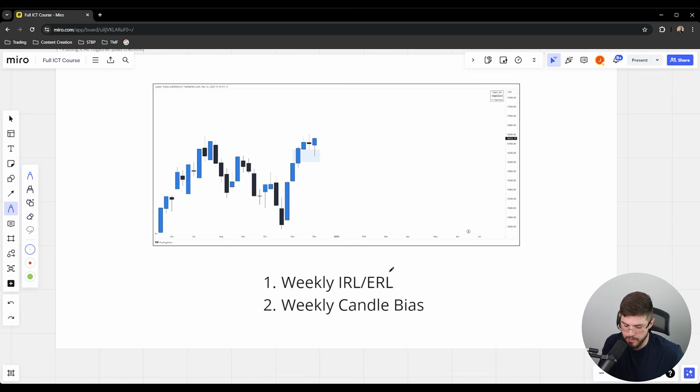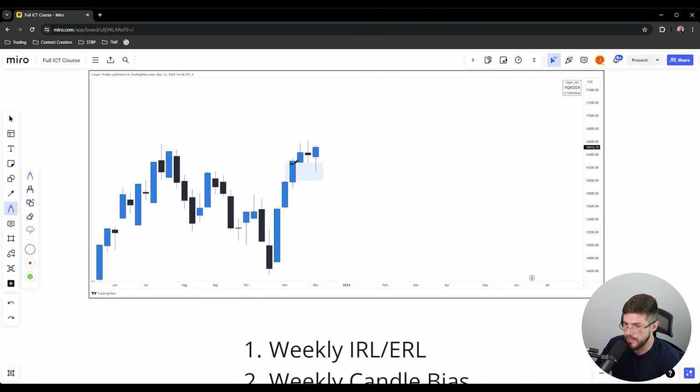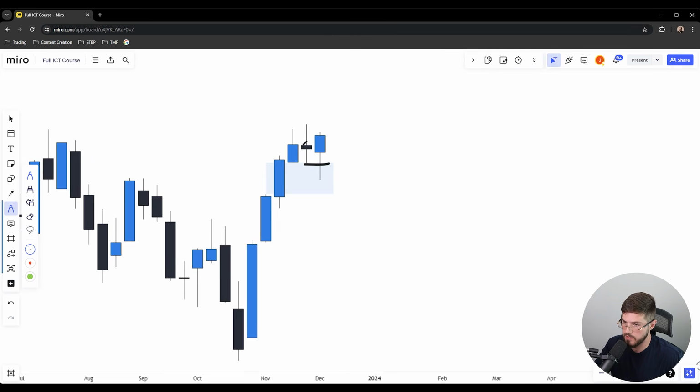You're just stacking up how many things are telling you bull versus how many things are telling you bear, going from the top down, meaning the higher time frames down. So if you've recently traded into internal range liquidity and you're sweeping out the previous candle's low and engulfing it, that is a very bullish sign.